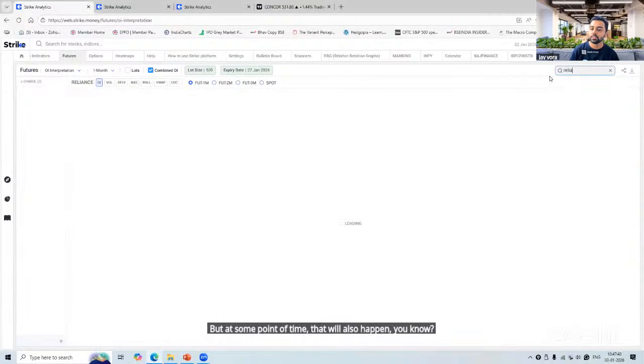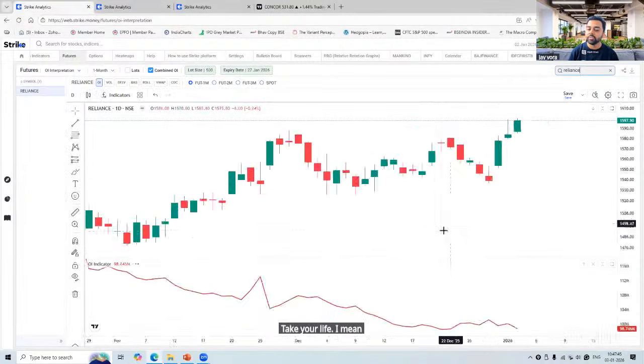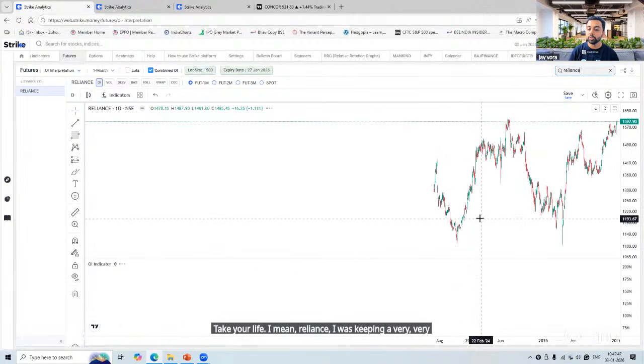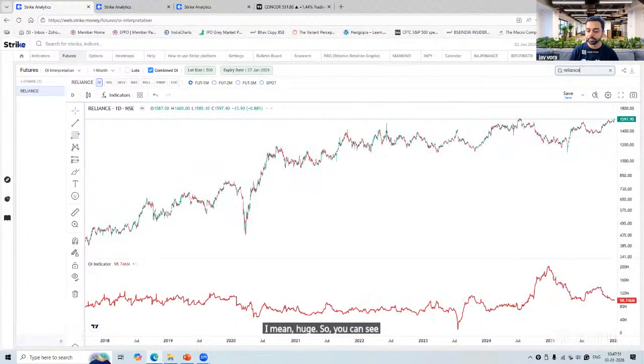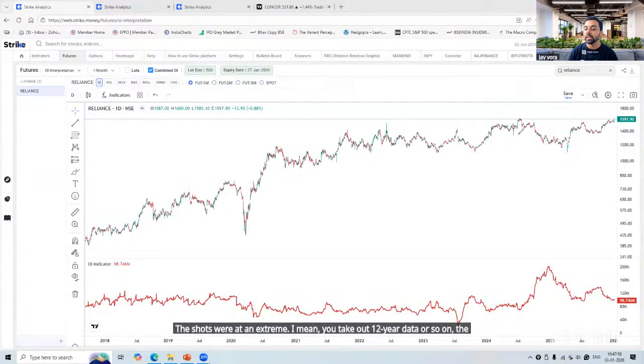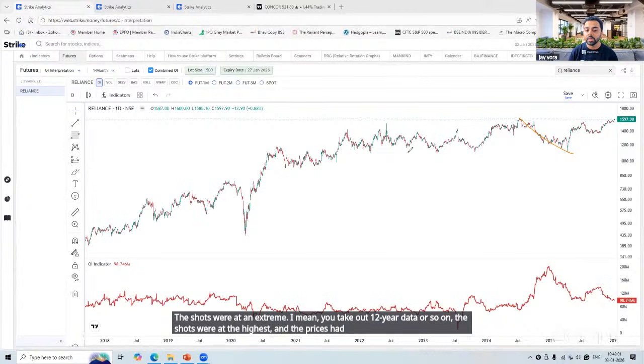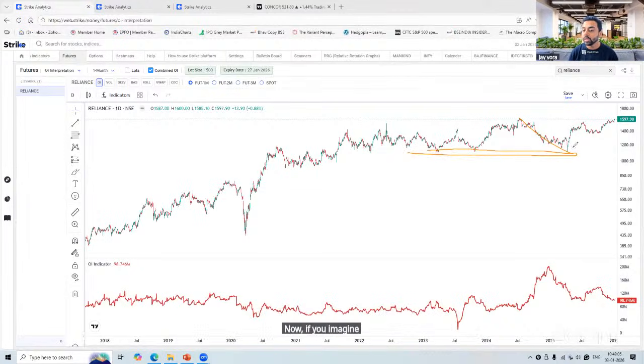Check Reliance. I was keeping a very, very close eye because there were huge shorts. I mean, huge. So you can see over here, the shorts were at an extreme. If you take out 12-year data, the shorts were at the highest and the prices had fallen and had come back towards the previous high. Now imagine, a stock like Reliance has rallied 50% after that.